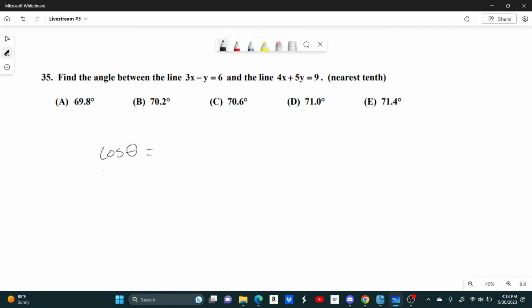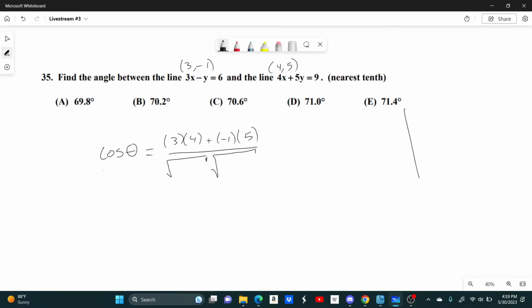Basically, I'm going to write each of these as ordered pairs, where the x-coordinate is just the x coefficient, the y-coordinate is just the y coefficient. So we have 3, -1, and 4, 5. Right? So what we're going to do, we're going to take what's called the dot product. So multiply your two x's, multiply your two y's. So that will be 3 times 4 plus -1 times 5. And then you're going to divide by the magnitude of each of these.